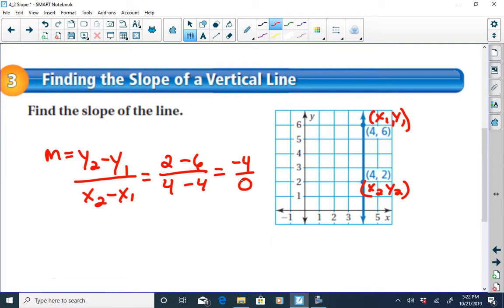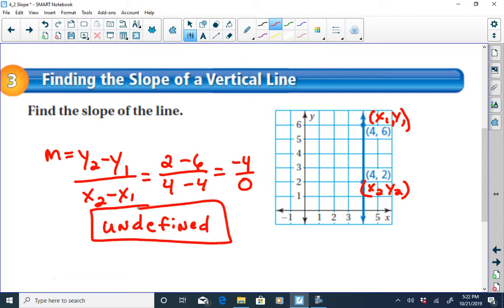Well, we all know that we cannot divide by 0. So the slope of a vertical line, we call that an undefined slope, right? Undefined. And it's undefined because mathematically we cannot divide by 0, and a vertical line will give us a slope with a denominator of 0.